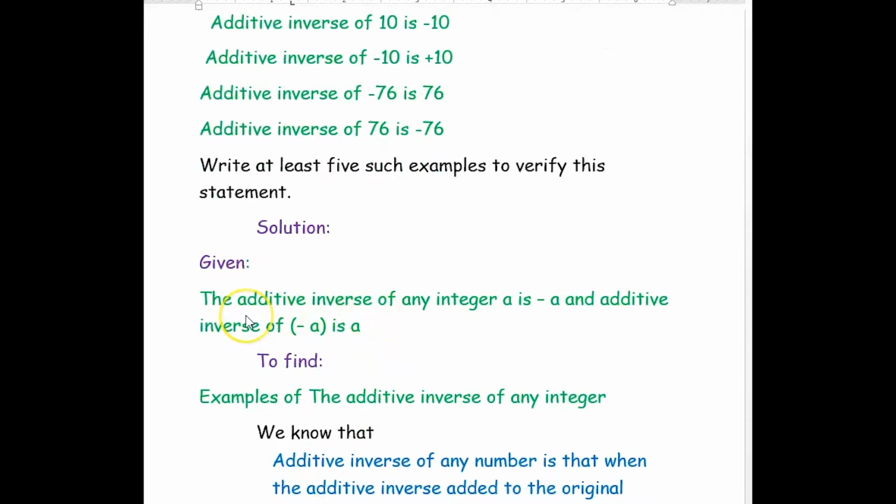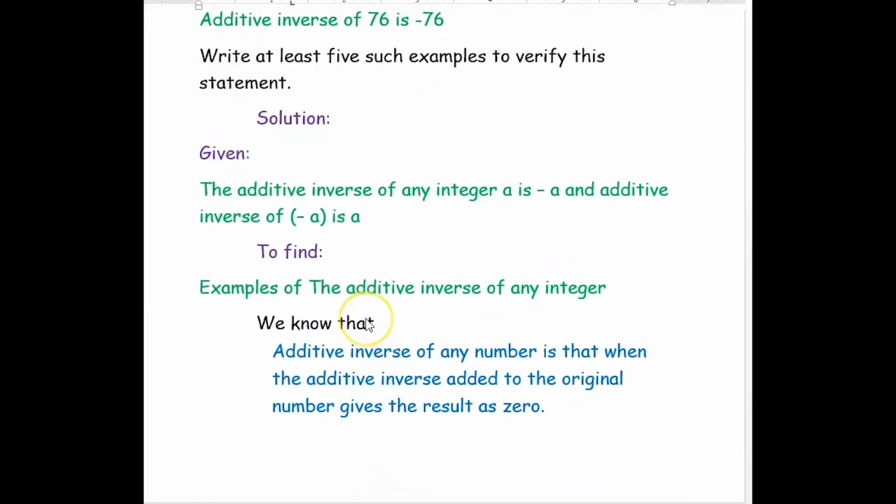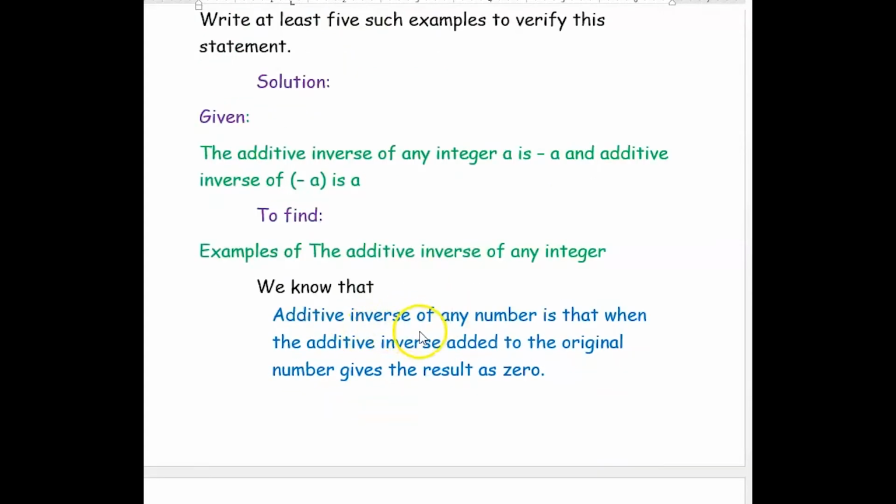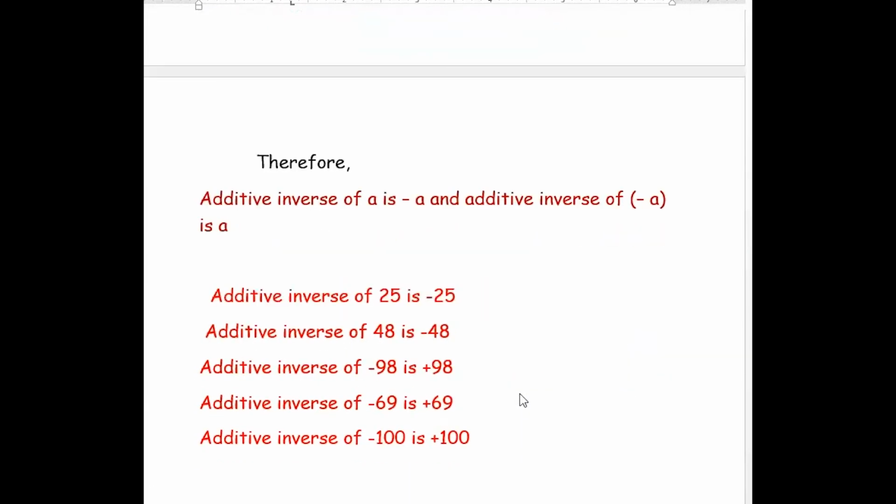So, solution. What's given? The additive inverse of any integer, let's take that as a. That is, the additive inverse of positive a is negative a, and the additive inverse of negative a is positive a. We have to write 5 examples of this. We know that when the additive inverse is added to the original number, it gives the result 0. So if you add the additive inverse to a given number, your result should be 0. Now we'll verify that with 5 examples.